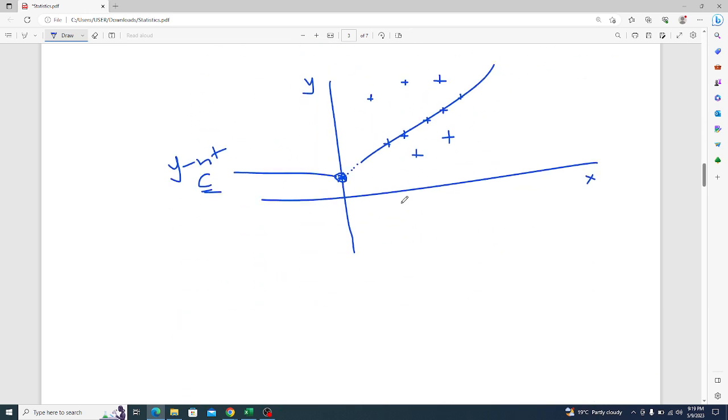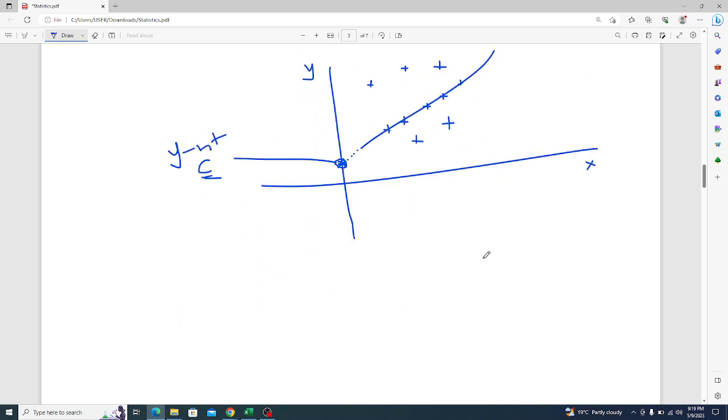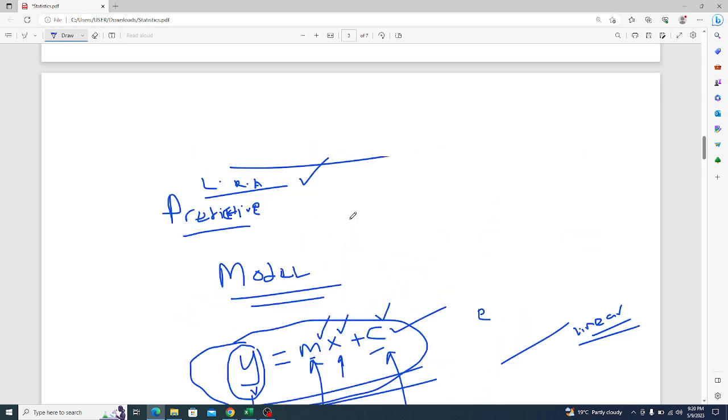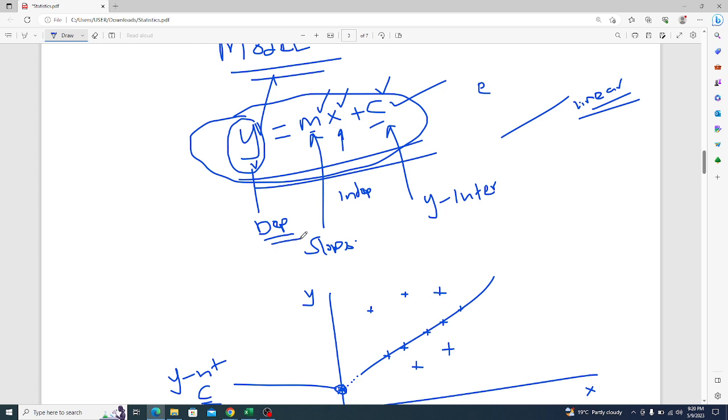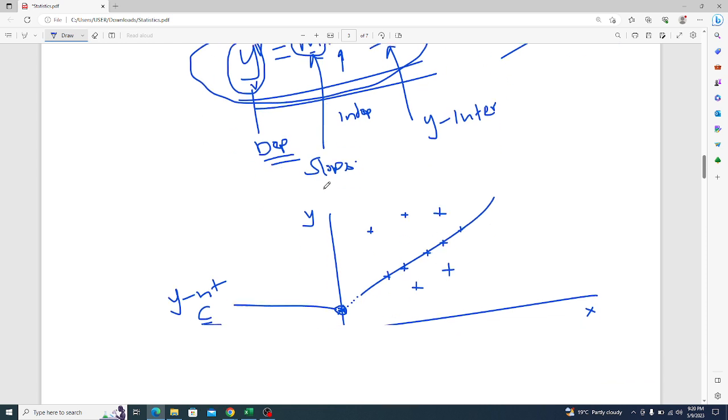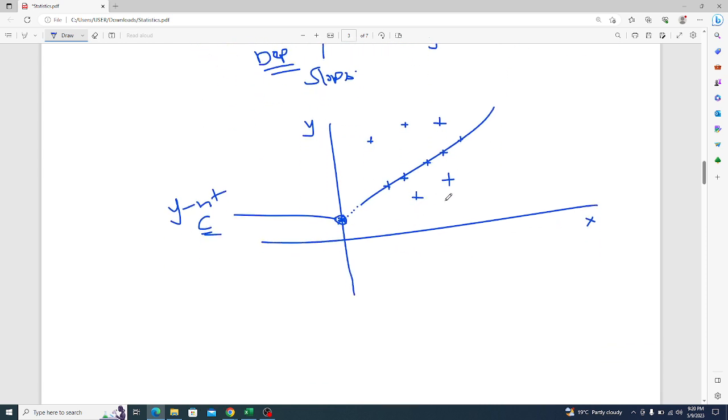Then we had the x. The x was the independent variable or predictor variable. We usually call them predictor variables. Why? Because they predict the output of y. This is called the dependent variable or explanatory variable. And then we have the slope. The slope shows us the change.